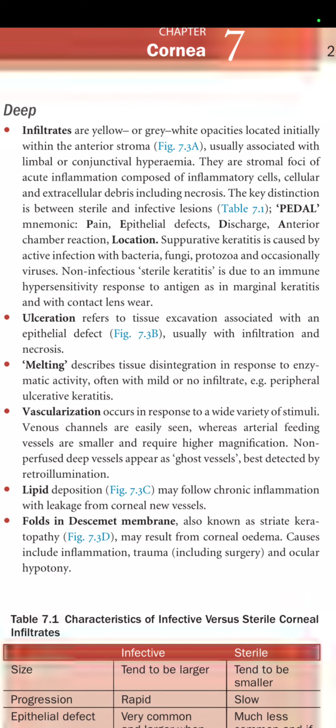Now there is melting. Melting describes tissue disintegration in response to enzymatic activity. So what is the difference between ulceration and melting? In melting, it is the enzymatic reaction that is causing the melting, the destroying of the tissue. That is why it is described as melting, often with mild or no infiltrate, for example peripheral ulcerative keratitis.